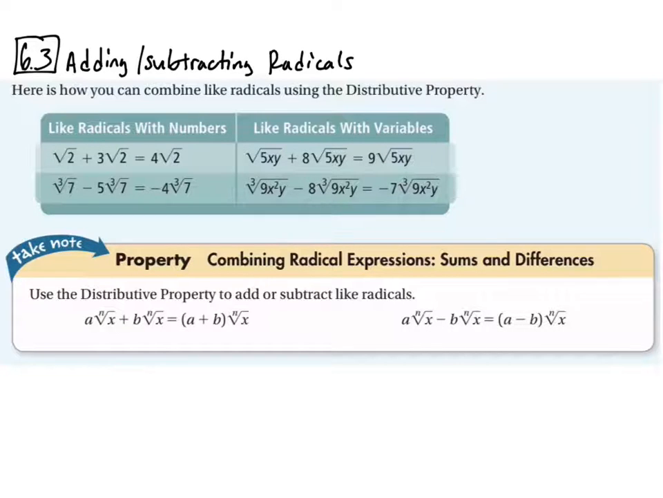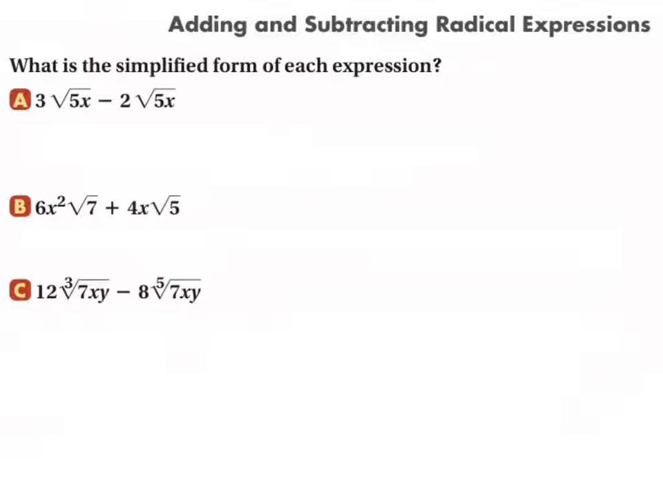So if you have the square root of 5 plus 2 times the square root of 5, you can combine those because they have the same value there. If they're different values, you cannot combine them. So here we're looking at determining the simplified form of each expression.